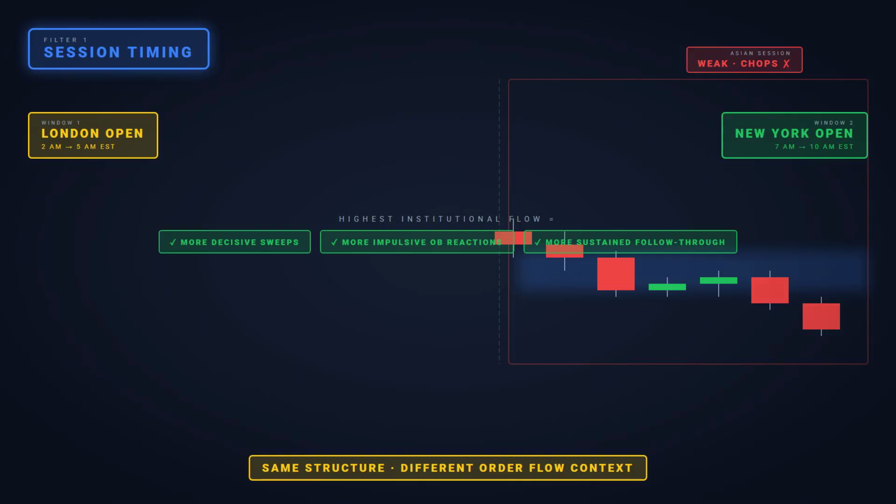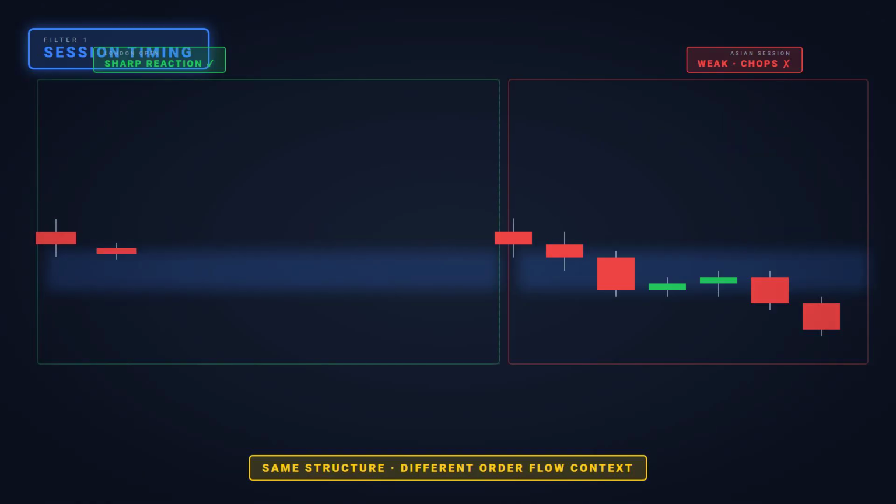On screen, I'm showing you the same OB reaction at 2 different times. Left side, London Open. The candle reaction at the OB is sharp, impulsive, closes near its high. Right side, Asian session. The reaction is slow, produces 2 or 3 indecisive candles, and reverses back through the OB. Same structure. Different order flow context. Timing is not a preference, it's a mechanical variable.